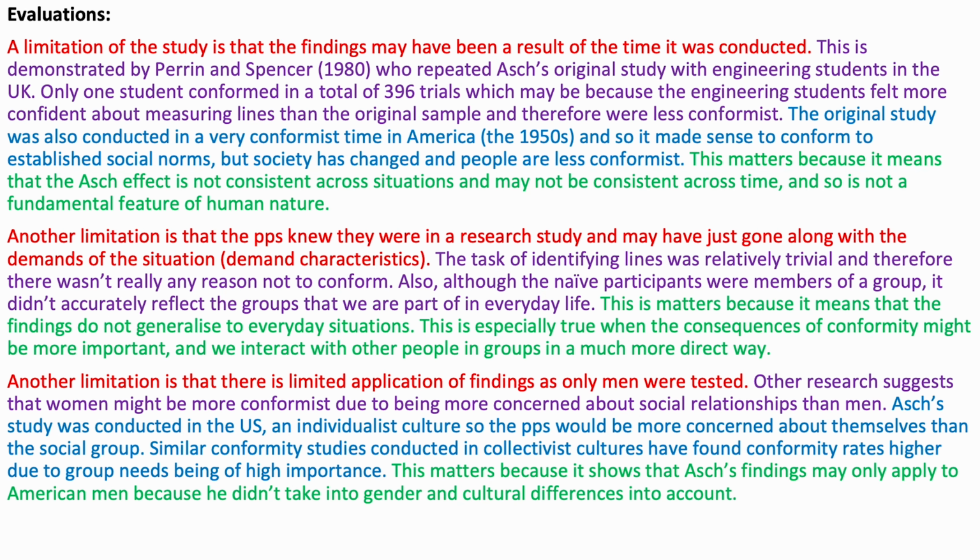So let's move on to the evaluations. The first one is a limitation of the study is that the findings may have been a result of the time it was conducted. This is demonstrated by Perrin and Spencer in 1980, who repeated Asch's original study with engineering students in the UK. Only 1 student conformed in a total of 396 trials, which could be because the students felt more confident about measuring the lines than the original sample.